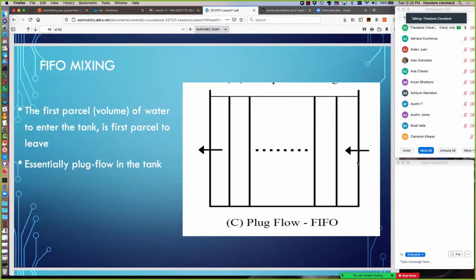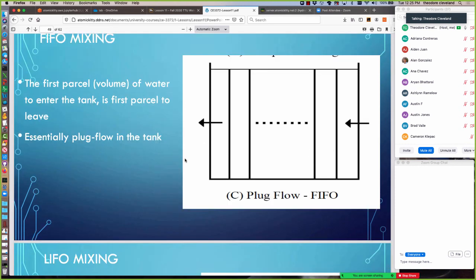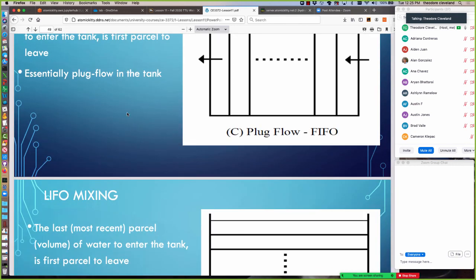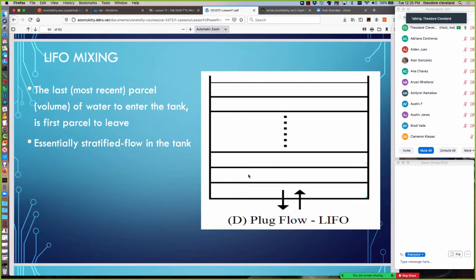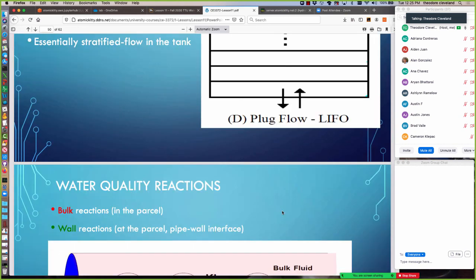First in, first out mixing is classic plug flow reaction. So the parcels of water that enter the tank first are the first ones to exit. And so it's essentially plug flow in the tank like you had in your environmental engineering class. And then last in, first out mixing is a good mental model for stratified flow in the tank. So as material enters the tank, you can think of it as pushing these layers up, and then as it leaves, the layers come back down. And so the last component in is the first component that comes out when the flow direction changes.